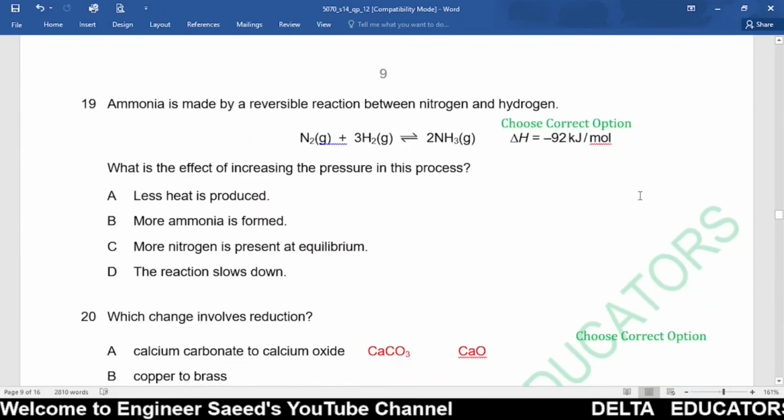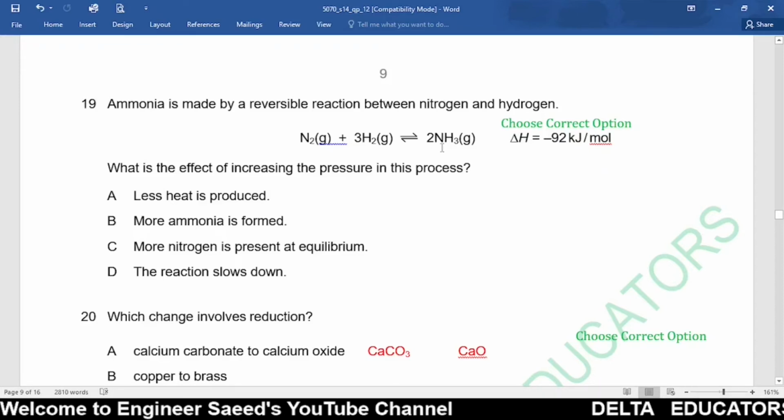Question number 19. Ammonia is made by a reversible reaction between nitrogen and hydrogen. What is the effect of increasing the pressure in this process? In this balanced equation, we have 1 mole of nitrogen, 3 mole of hydrogen. So on the reactant side, total number of moles are 4. On the product side, we have 2 moles of ammonia, means on the product side, total number of moles are 2. On the reactant side, it is 4. On the product side, it is 2.